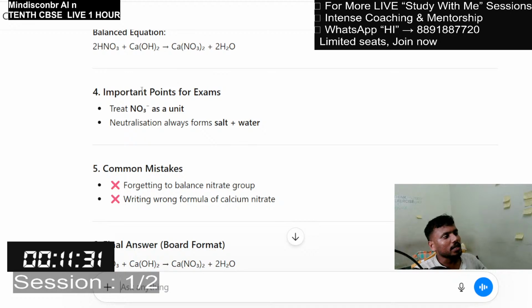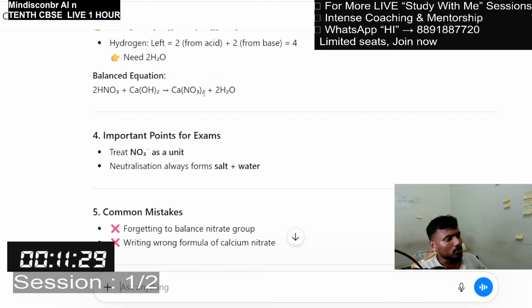And while balancing, if we get NO3 like this, all NO3 minus ions, then we have to treat NO3 minus as a unit. Since we consider NO3 as a unit, and there are 2 NO3 on the right side, we have balanced it directly by giving 2 to HNO3.